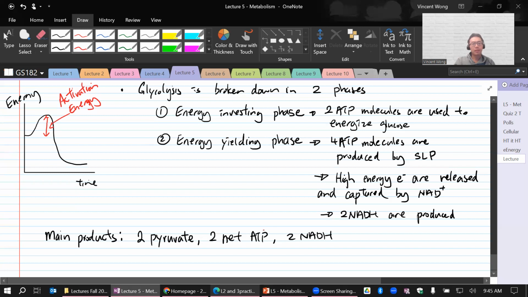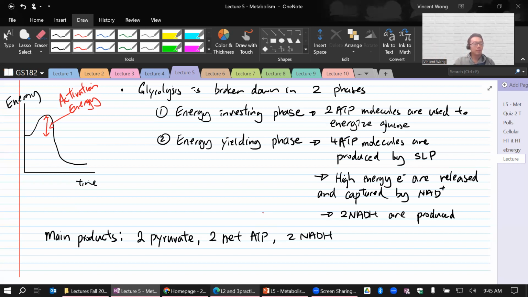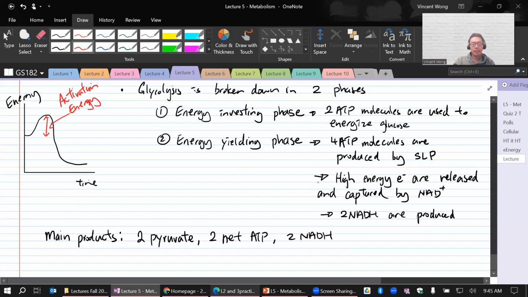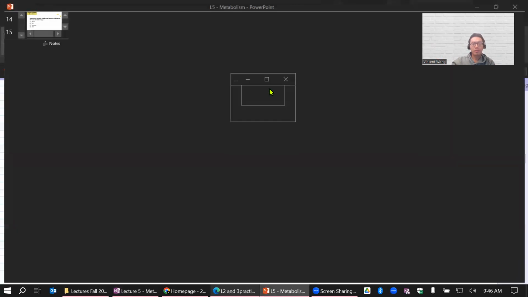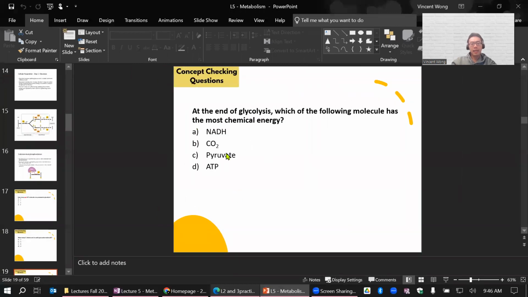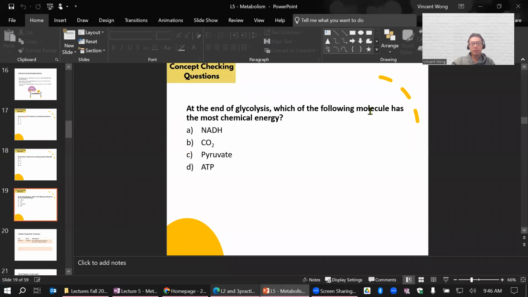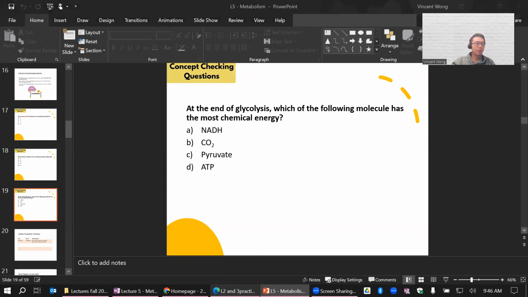So you put 2 in and you're getting 4 back, that's right. So in the end, how much did you actually make? 2. Okay. Yeah, exactly, right? So these are the main products. Now, at this point, which molecule has the most energy? Let me give you a multiple choice question here. At the end of glycolysis, which of the following molecules has the most chemical energy? This one probably requires a little bit of thinking.